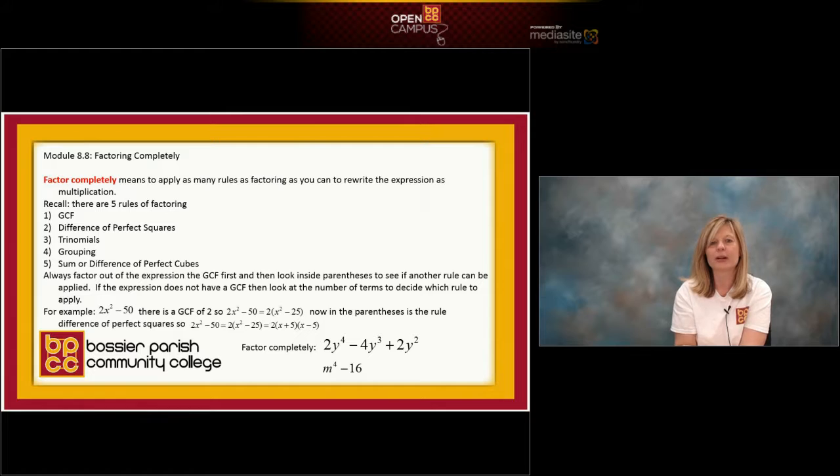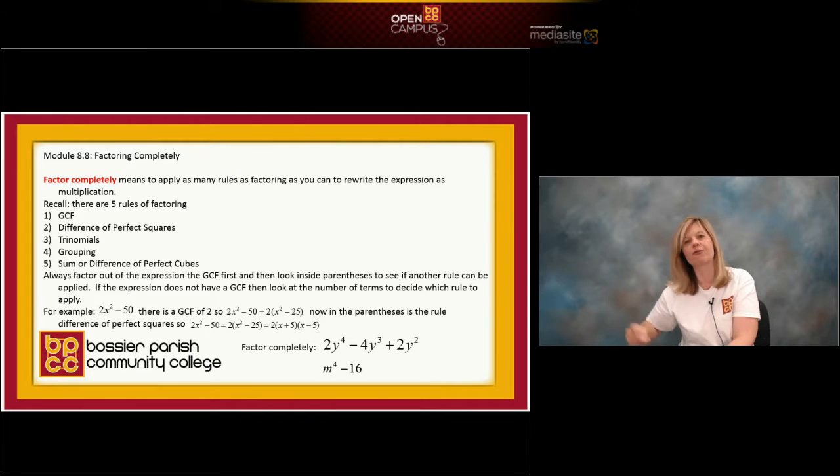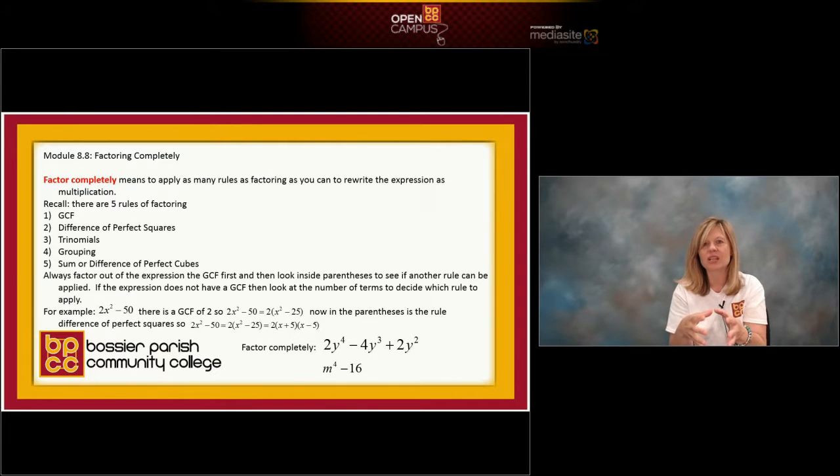Well, let's look at our vocabulary. Difference means subtraction. Okay, I got a subtraction symbol. Perfect square means a term times itself. For a variable to be a perfect square, it has to have an even exponent. Well, we have x squared. The exponent's even. For a number to be a perfect square, it has to be off our list: 1, 4, 9, 16, 25, 36, 49, 64, 81, 100, and etc. 25 is on the list. So now we know inside that parentheses, that is the rule, difference of perfect squares.